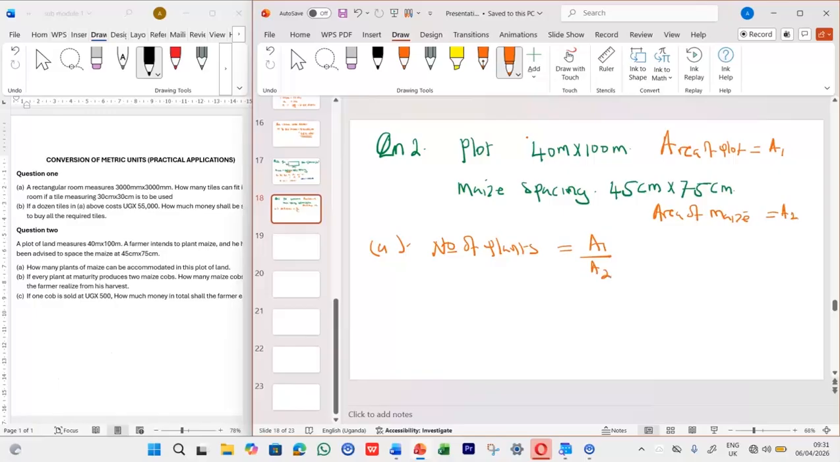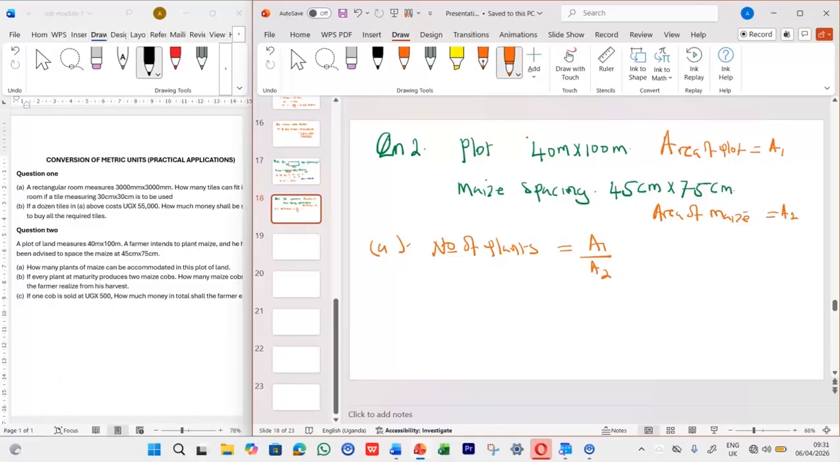I want you to note that A1 and A2 should be in similar units. So it means we have to convert one. Either we convert centimeters to meters or we convert meters to centimeters, but they must be the same units. We cannot divide square meters by square centimeters. That is not correct. If it is square meters, it should be square meters for both the plot and the maize.